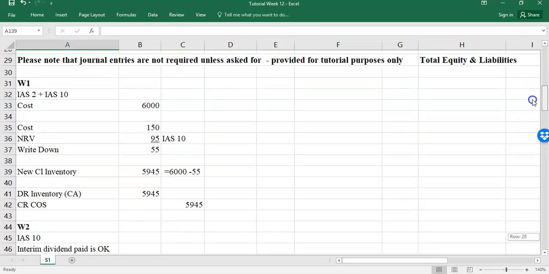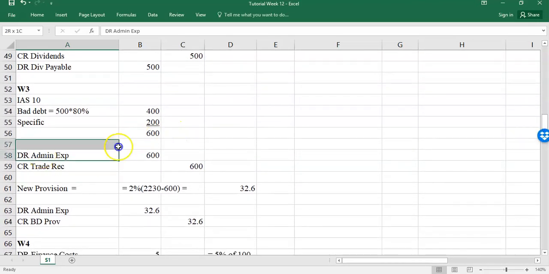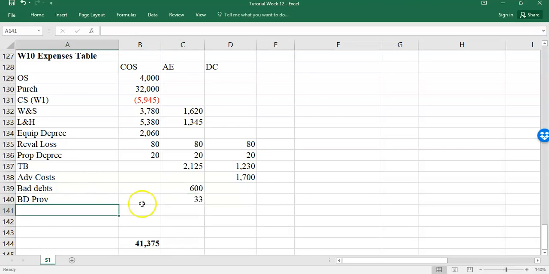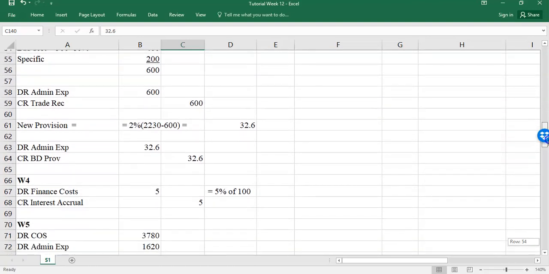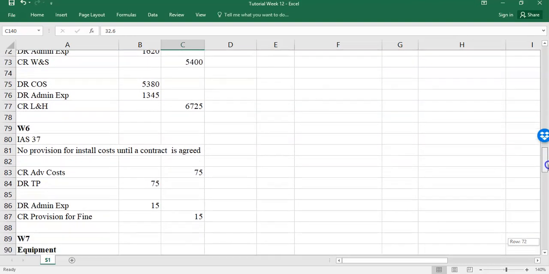So we'll go back then and see, is there any adjustments to admin expenses? And we have here a 600 in working 3 and a 32.6 in working 3. So we'll slot those two in. Bad debts, 600. Bad debt provision, 32.6. And we'll just say there, working 4, working 4. So round to 33 is fine. So that's working 3. And then we have the working 5 complete.